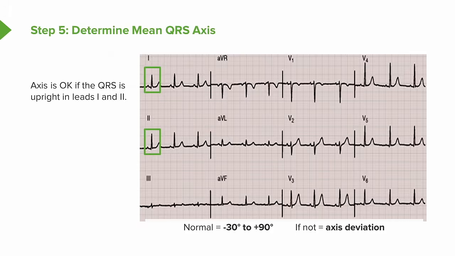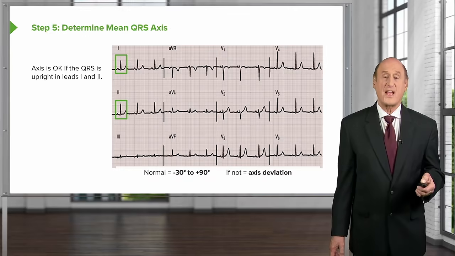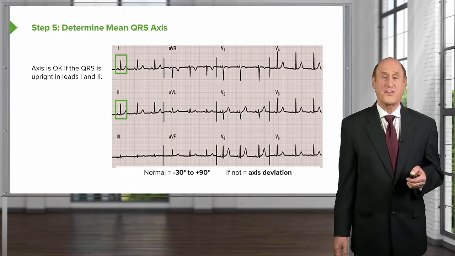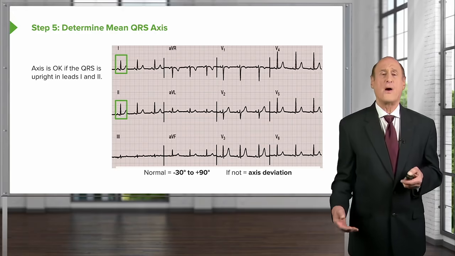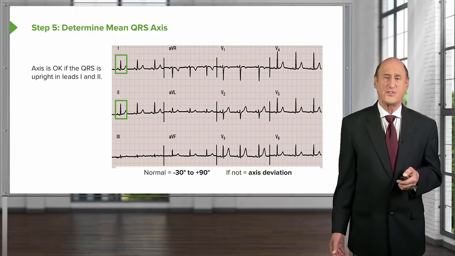And again, normal axis is between minus 30 and plus 90. And if the axis is not between minus 30 and plus 90, then it's an axis deviation. If it goes more minus, that's so-called left axis deviation. If it goes more plus than 90, it's called right axis deviation. And we'll talk about how that's used in reading various electrocardiographic diagnoses.